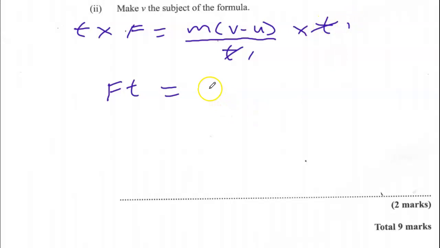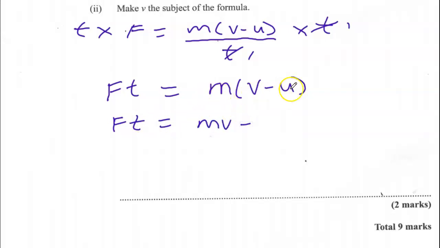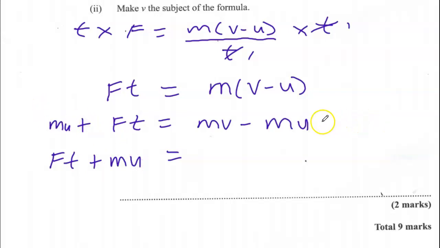So we have m into v minus u. So now we can distribute the m, or clear the bracket there on the right hand side. So m times v, that's mv, and m times minus u, that's minus mu. Remember we are transposing for v, so what we could do is add mu to both sides. So we'd have ft plus mu. So we're adding mu to both sides.